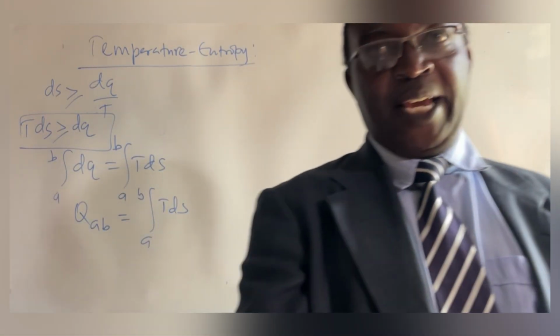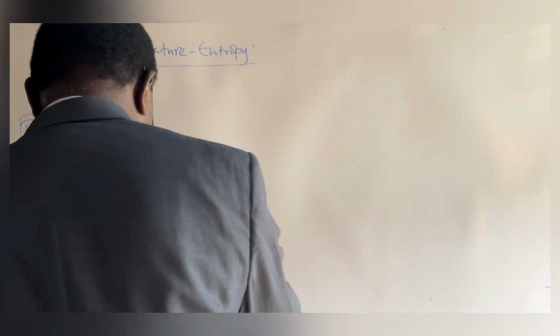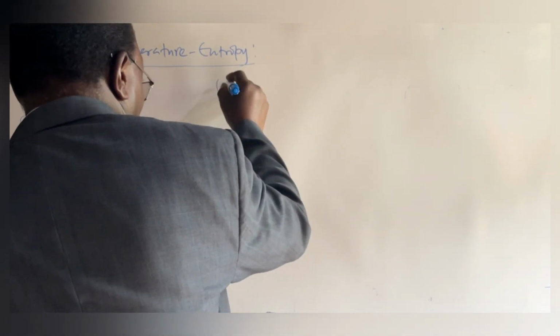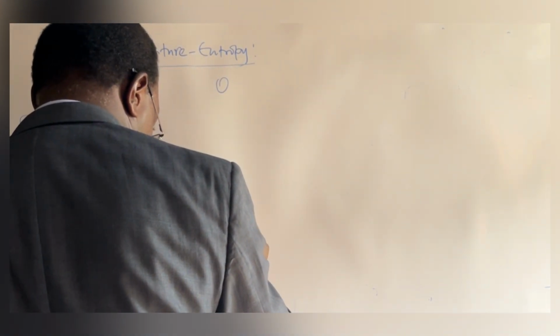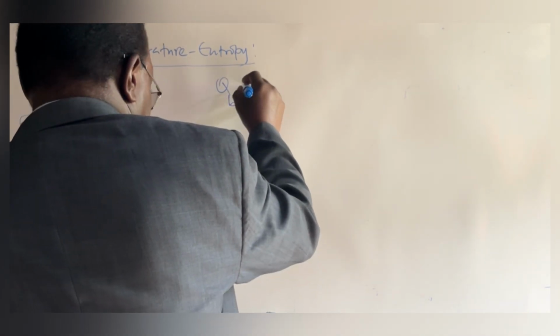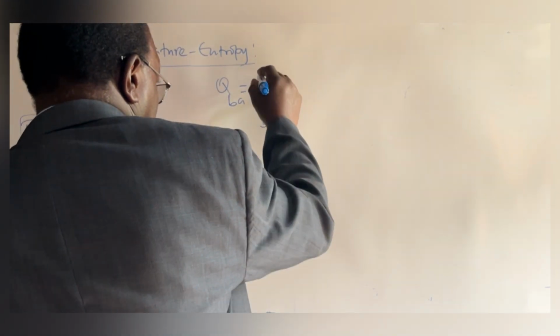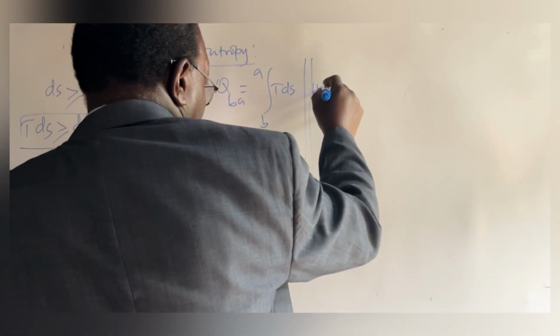And the heat rejected, because it's a reversible process, the heat rejected is basically Q. That's heat supplied. Heat rejected will be Q BA, which is equal to the integral of BA T ds. That's heat rejected or discarded.